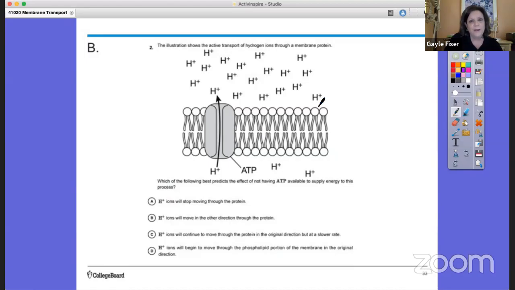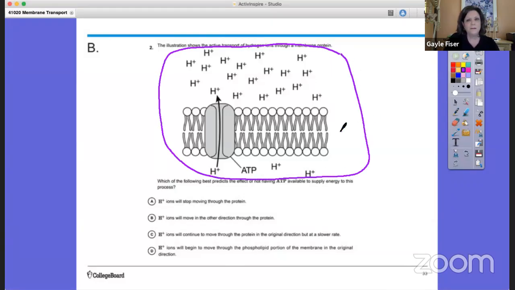All right, so we have a diagram here of a cell membrane. We have a protein in that cell membrane. We also are using ATP, and we're moving in this direction. And what's happening? We're pushing hydrogens or protons, whichever one you would call it, hydrogen ions or protons, against the gradient. Okay, which of the following best predicts the effect of not having ATP available to supply energy to this process?